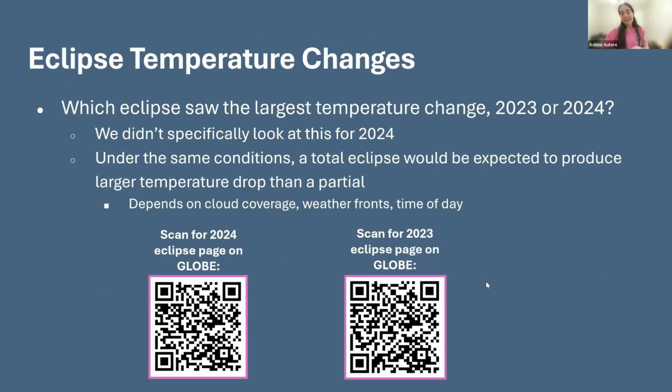Now, a question that we've gotten about the 2024 solar eclipse related to the 2023 partial eclipse was which one had the largest temperature change. Well, we didn't specifically look at this yet, at least for the 2024 eclipse, but it would be expected under the same conditions that a total solar eclipse would produce a larger temperature drop than a partial solar eclipse. But again, there are lots of factors that can change that. So if everything were exactly the same, you could say that the total solar eclipse had a larger temperature drop.